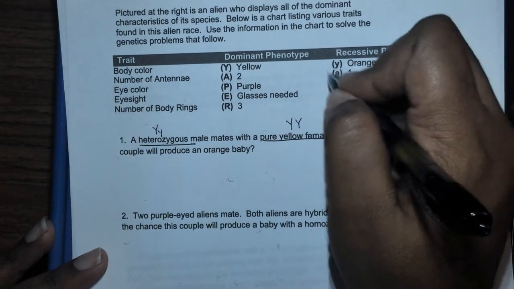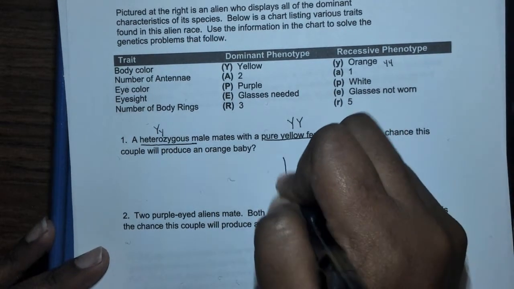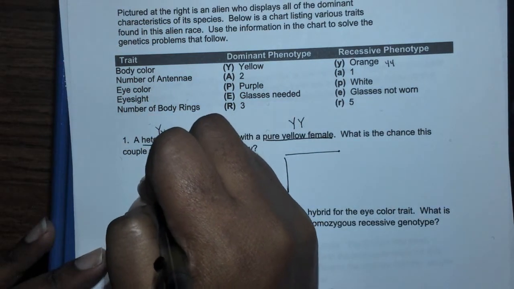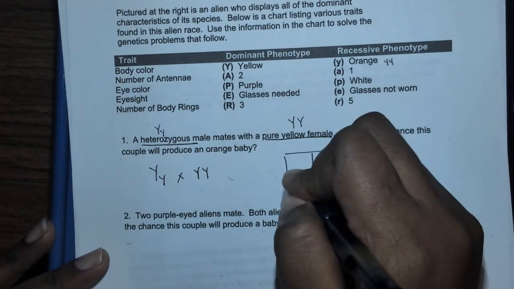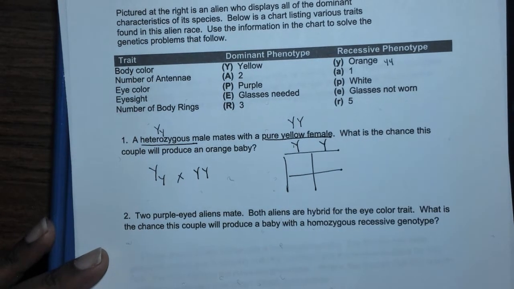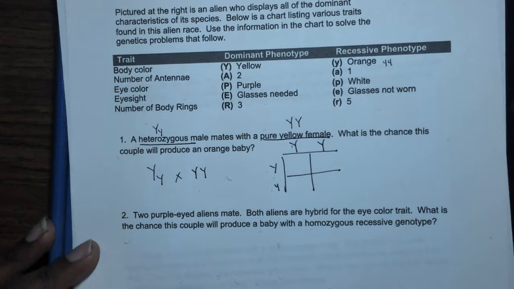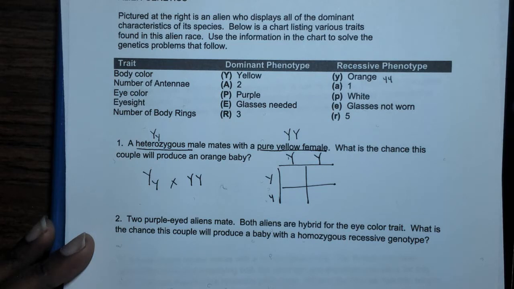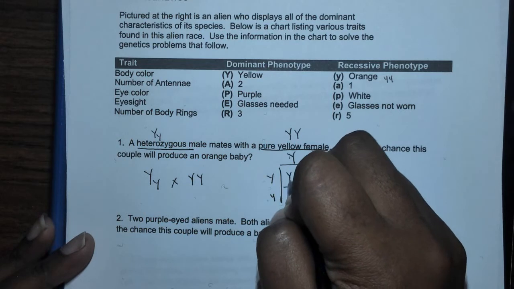So we're looking, the only way to get an orange baby is to get little y. That's the only way we're going to get that. And so the cross is a big Y, little y, with a big Y. Law of segregation says that the alleles are going to separate during meiosis or gamete production.